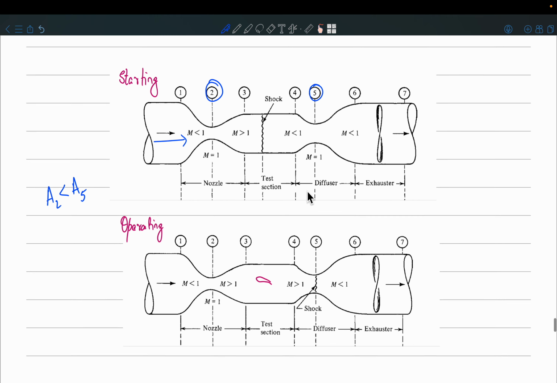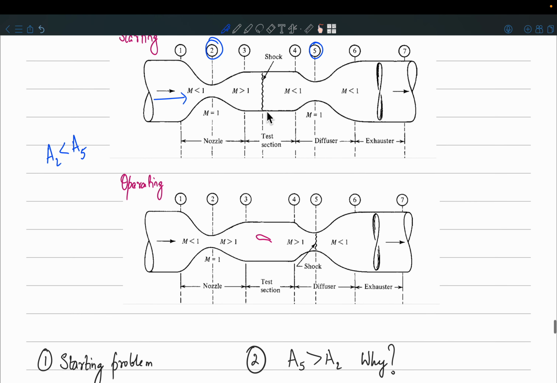Yeah. And when the shock happens to be in the test section, that time we will have maximum losses. Why? Because over here the area is increasing. When the area is increasing, the shock strength is going to increase. Over here, the shock strength is going to be maximum. So there will be maximum losses. So we have to very quickly swallow the shock into the other throat. The reason why this throat exists over here is to swallow the shock. That is the purpose of this second throat.